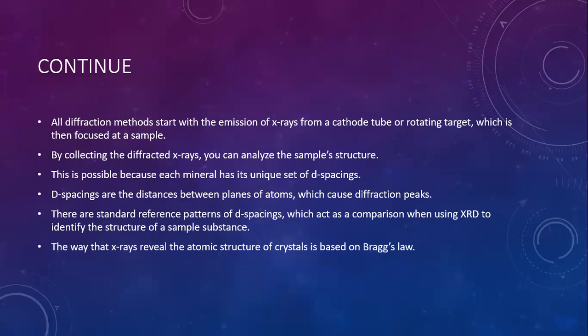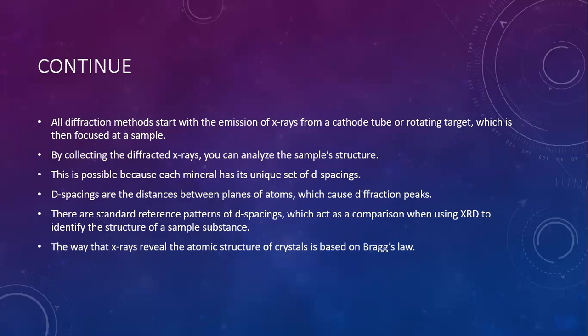All diffraction methods start with an emission of X-rays from a cathode ray tube or rotating target, which is then focused at a sample. By collecting the diffracted X-rays, you can analyze the sample structure. This is possible because each mineral has a unique set of d-spacings, and d-spacings are the distances between the planes of atoms, which cause diffraction peaks.